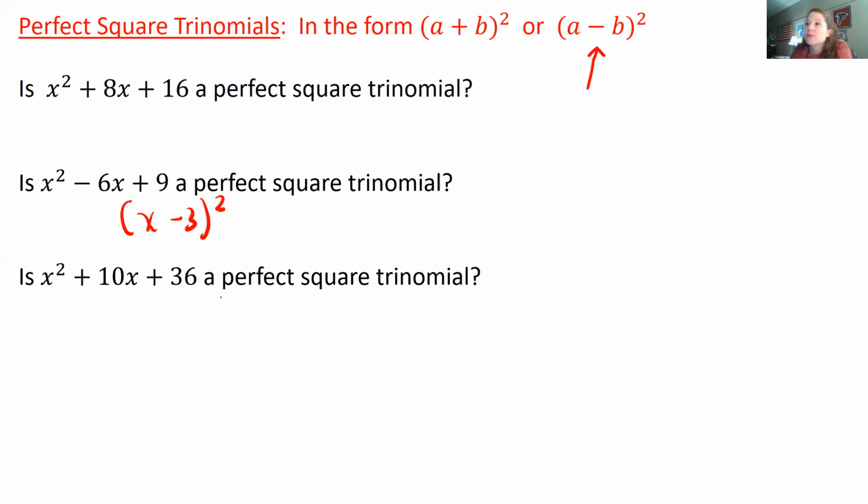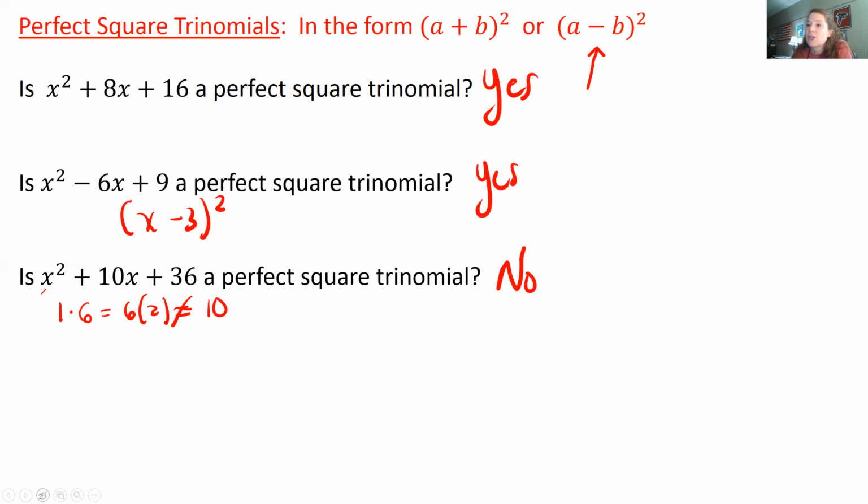All right, what about this one? Is this a perfect square trinomial? Well, what's the square root of 1? 1. What's the square root of 36? 6. So 1 times 6 is 6. And if I double it, do I get 10? No, I do not. I don't get 10, I get 12. So this is not a perfect square trinomial. The first two were yes. The third one is no, that is not a perfect square trinomial.